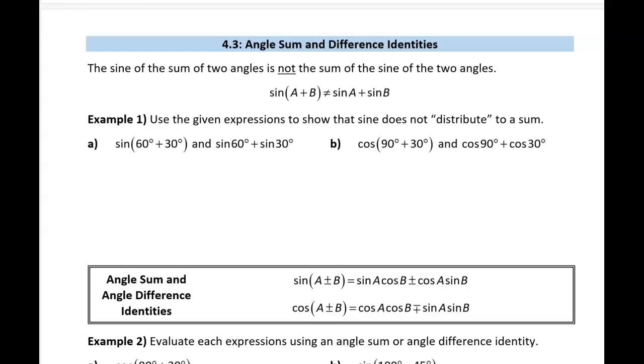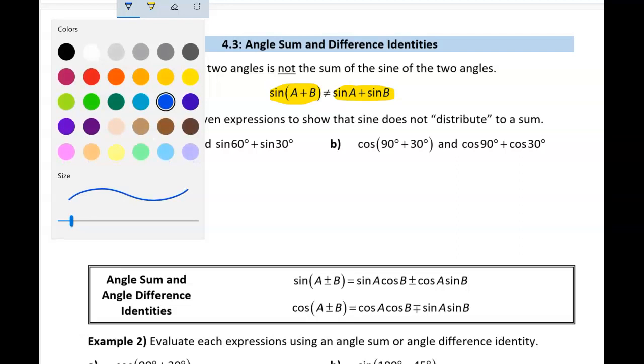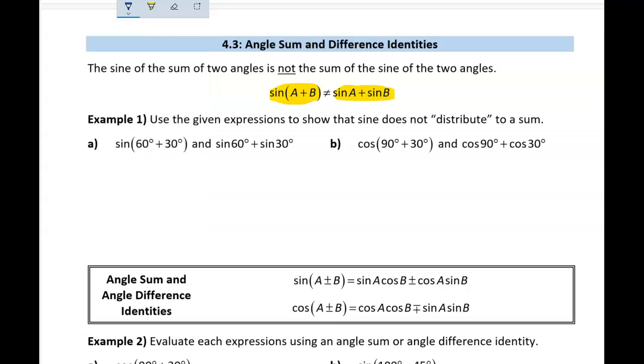In this lesson, we'll be talking about the angle sum and difference identities. A common misconception is that the sine, for instance, of a plus b is equal to the sine of a plus the sine of b, like a distributive property. And that's not so. That's why we put a not equal sign there. Let's actually just demonstrate that that's not true.